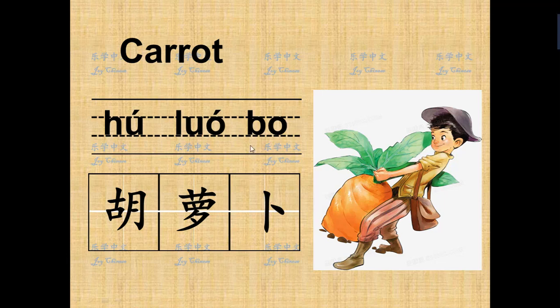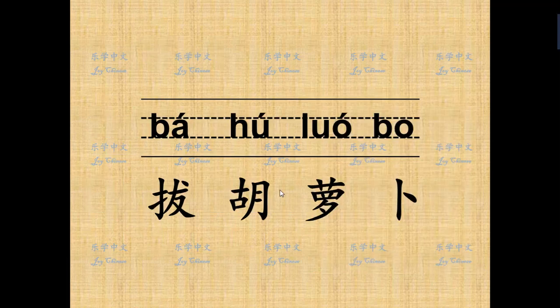So the last one is the light tone, and this character is quite simple. It's just 2 strokes, a horizontal stroke and a dot. I wish you could learn this character from this video. So when you want to say you pull a carrot out of the soil, you can say 拔胡萝卜. 拔胡萝卜.